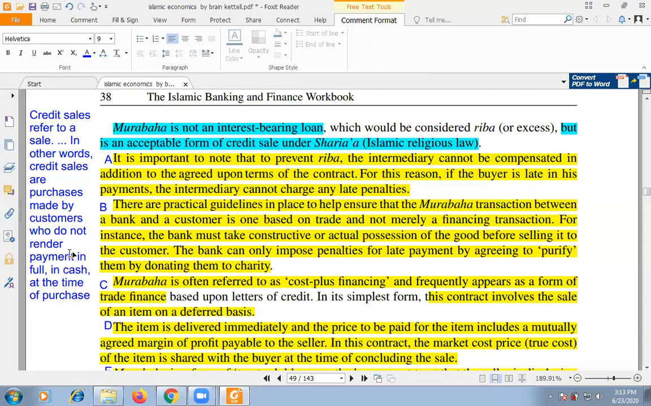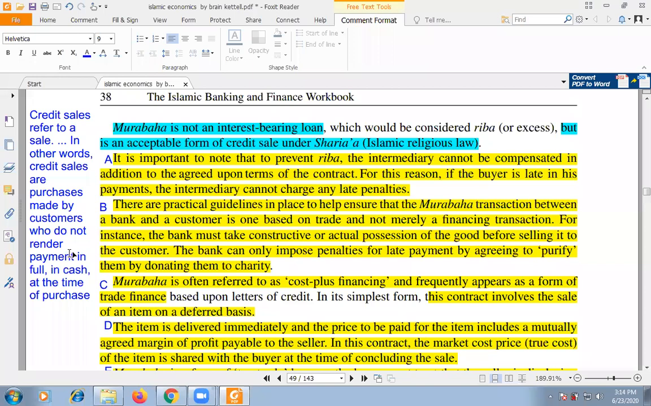So Murabaha is not an interest-based loan, but it is an acceptable form of credit sale. Credit sale means the delivery will be immediate, the item will be delivered immediately, and the price will be paid in the future in installments. That is a credit sale.